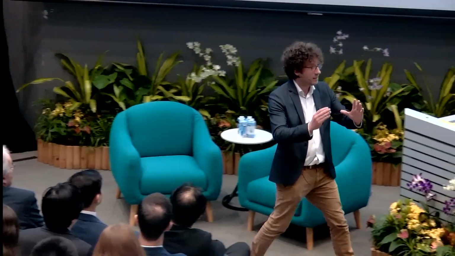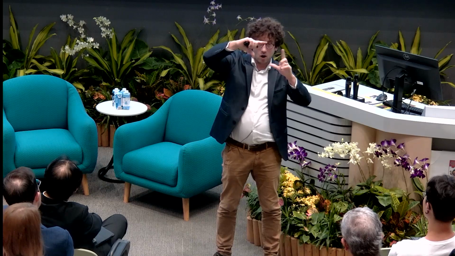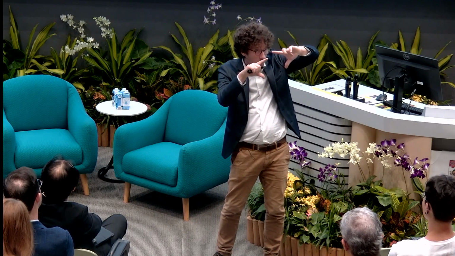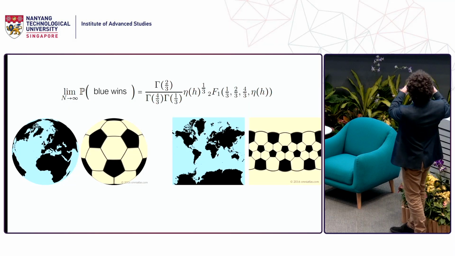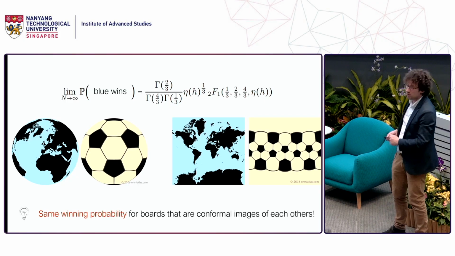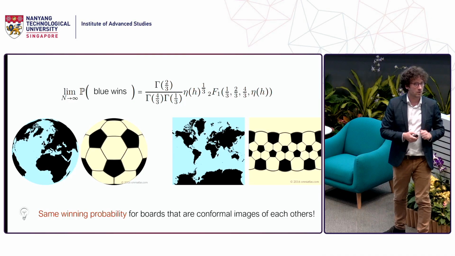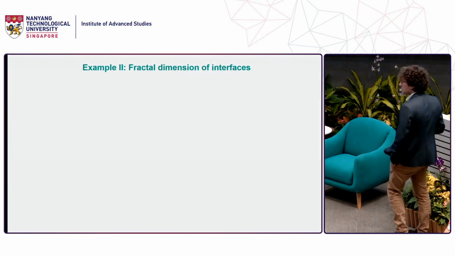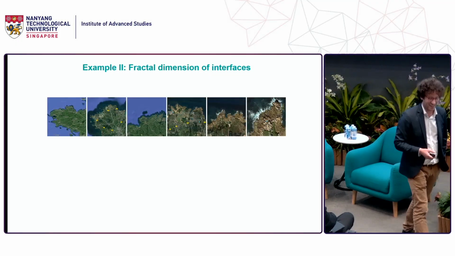For instance, I said that a rotation is a conformal map. Take your board like that. Now take the same shape, rotate it, but still draw the hexagons horizontally. It's not clear at all why you would preserve the winning probability. And yet that's what happens. That's what this formula says. So beyond these funny symbols, the true story behind it is same winning probability for boards that are conformal images of each other. Okay? And the person who solved that got the Fields Medal, and he was my PhD advisor. That was not me. Well tried.